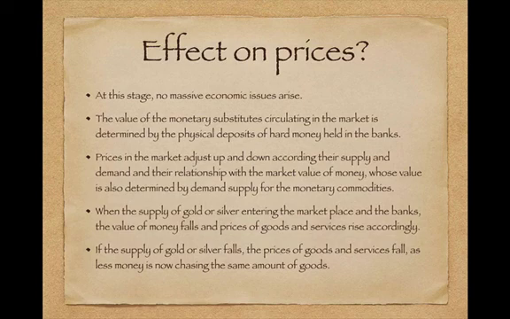When the supply of gold or silver entering the marketplace and the banks increases, the value of money falls, and therefore if the value of money falls, the prices of goods and services rise accordingly. Inflation, right? If the supply of gold or silver falls rather than increases, the price of goods and services will also fall, as now less money is chasing the same amount of goods. In other words, that pound of silver or that ounce of silver or that gram of silver, whatever the denomination, is now purchasing more than it did before because it's worth more. There's less of it in the marketplace. If there's less of it in the marketplace, it's worth more.